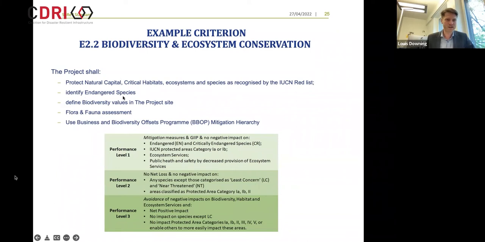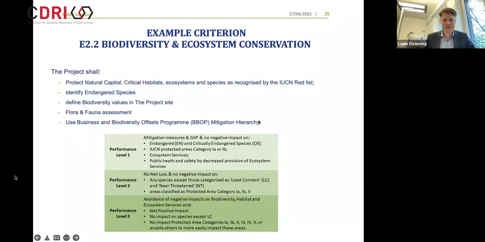Identify endangered species, define biodiversity values, conduct a flora and fauna assessment. You'd think that's basic and is done for most projects, but it's not always the case. So that's certainly in there. And then you can use accepted methodologies to achieve the same outcome.